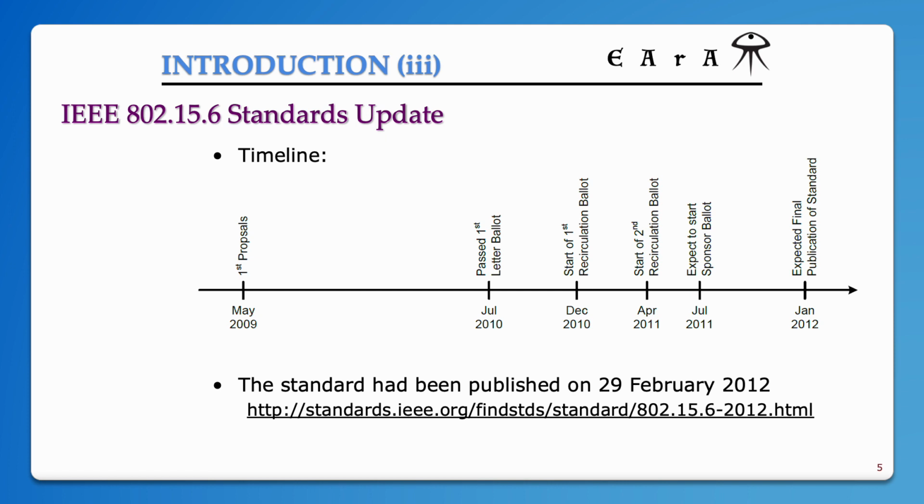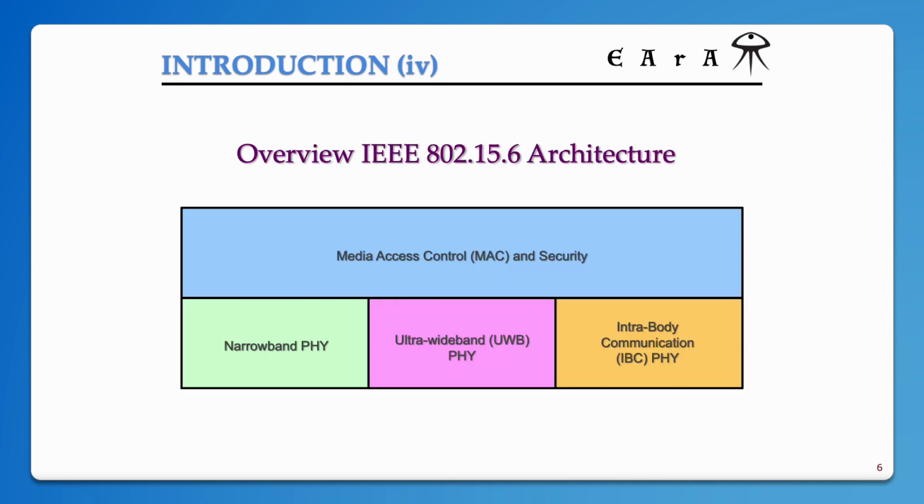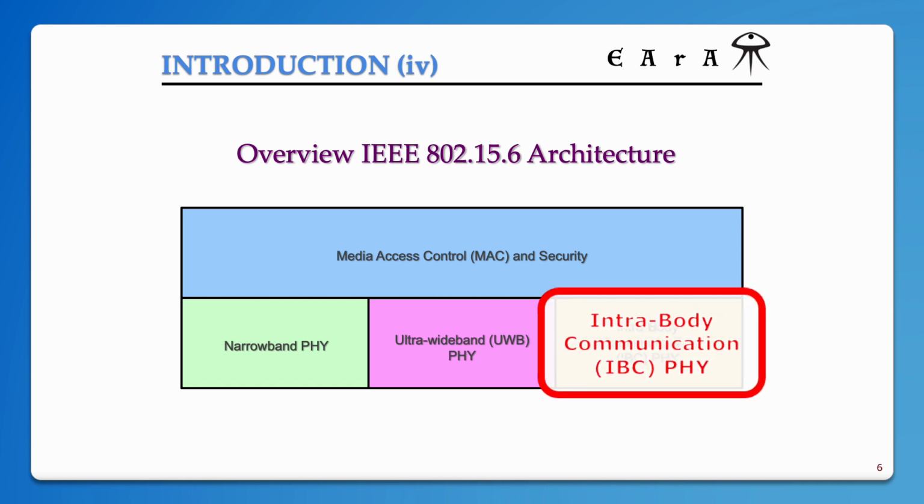So basically, the IEEE 802.15.6 standard was first proposed in 2009. The standard was published on 29 February 2012. So what's the overview of this IEEE standard architecture? We look at the WBAN, basically the media access control, MAC, and security is one part, and they divide it into three parts of physical layer, which are narrow band, ultra wide band, and what we are focusing on, the intra-body communication physical layer.